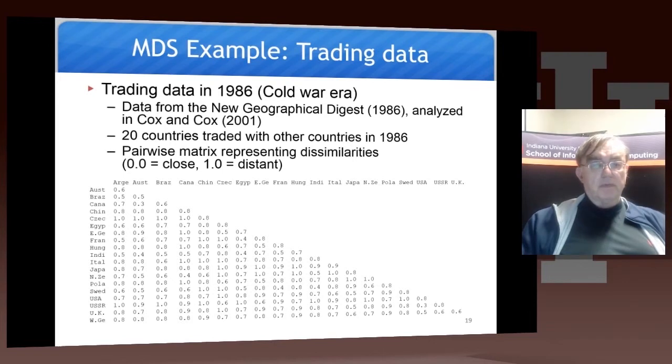Here's another example from trading data. This is very old data from 1986. And this represents the amount of pairwise trade between countries. So this is not vector data, but this is data where you have a distance, which measures how much trade there is between the countries, where 0 means they presumably have a lot of trade, and 1 means they don't have much trade.